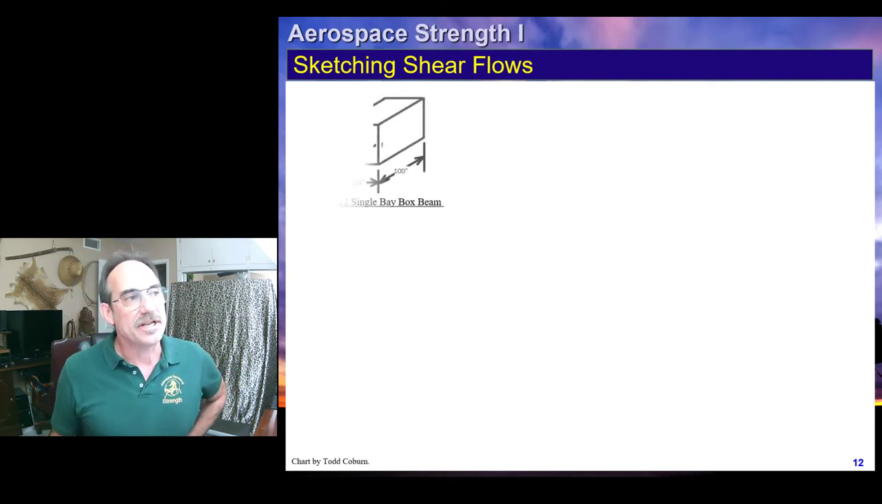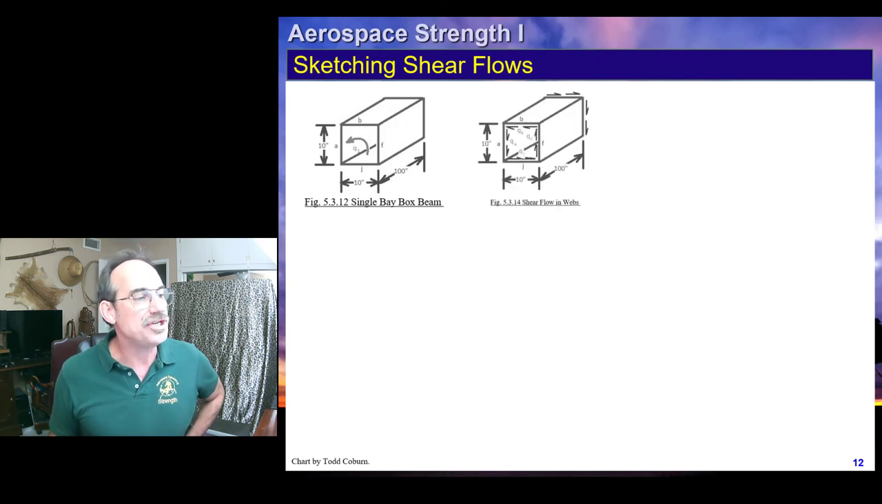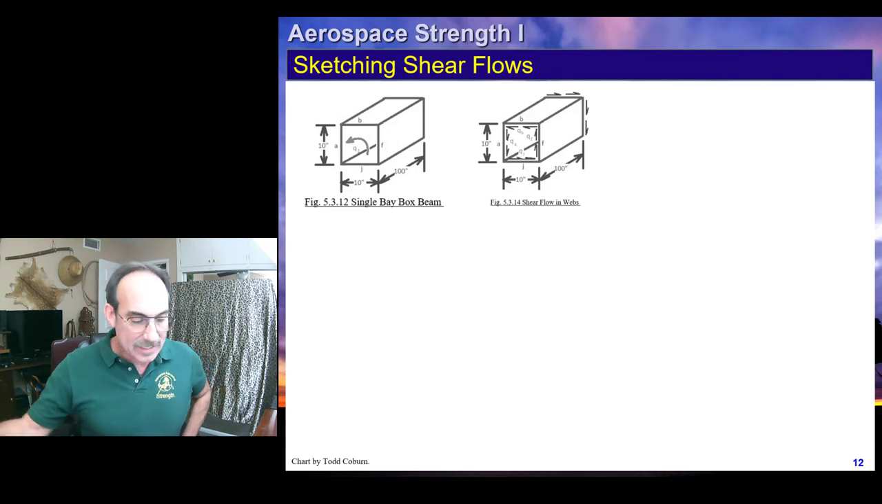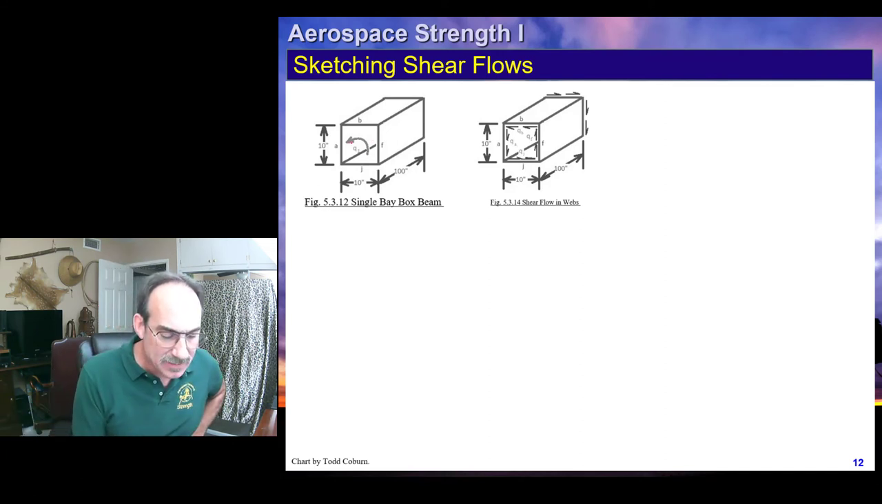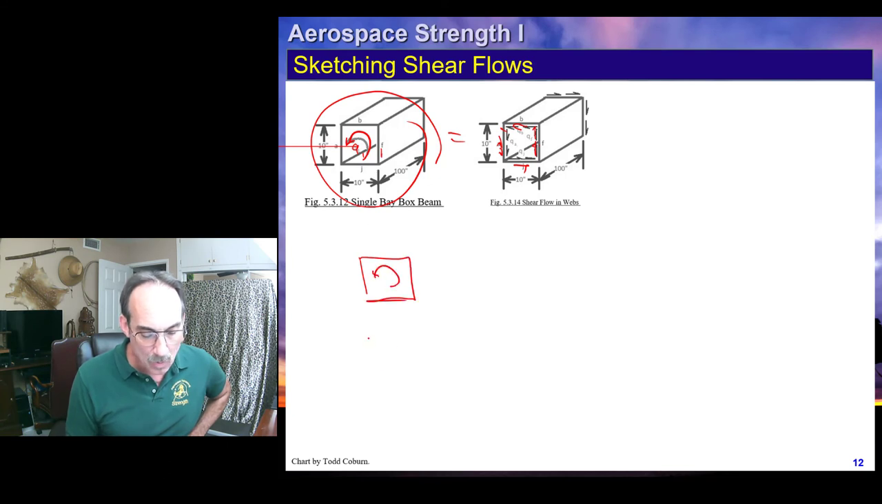This little slide is to let us know how to sketch our shear flows. We can talk about shear flow in a bay. Remember, when we have a constant shear flow, this is kind of analogous to torque, which means our shear flow goes like this in this web, like this in this web, like this in this web, like this in this web, and it's a constant. This is showing shear flows in a bay. We call that a bay or a cell, right?